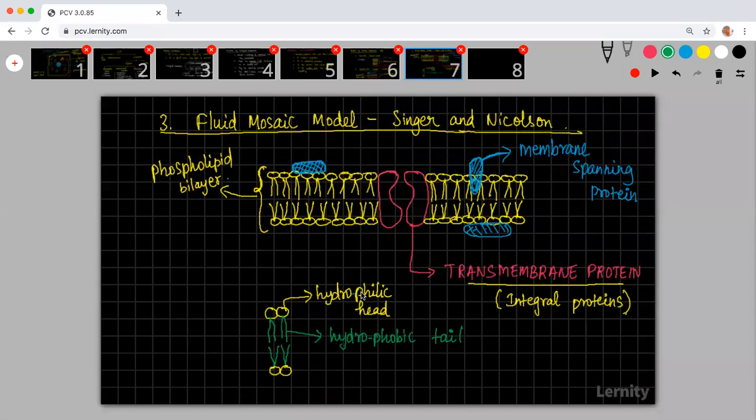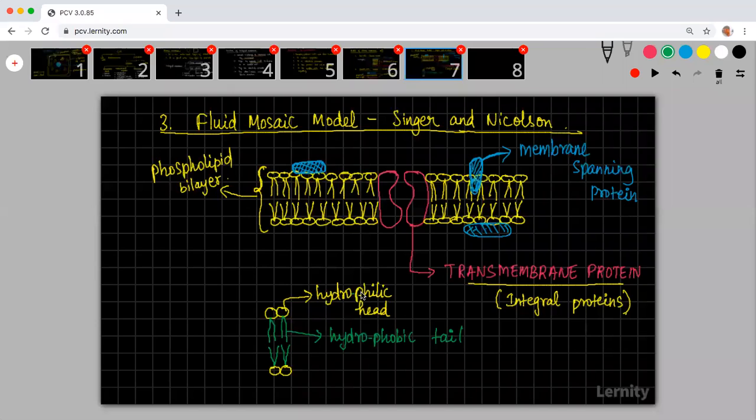Okay, so children, listen here. This is the diagram which I have drawn of plasma membrane. Here, you need to know certain things. What are these certain things that you need to know? You please understand that there are certain things which are very, very clear here.